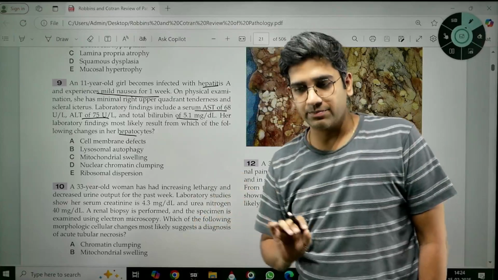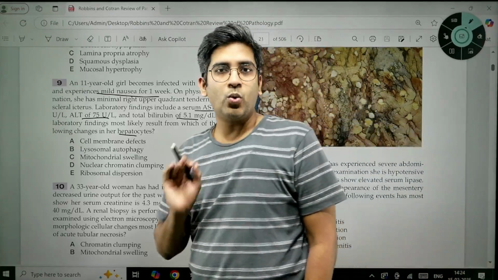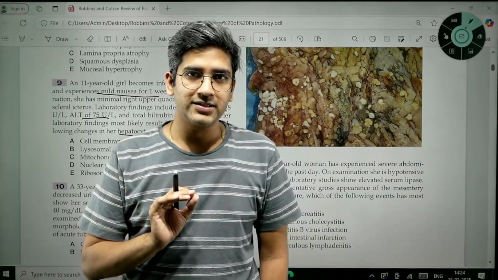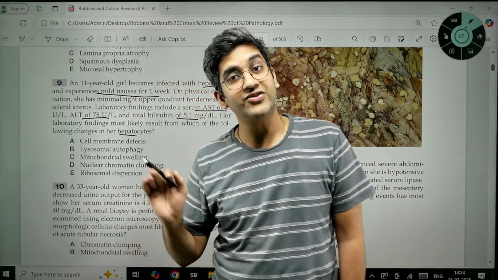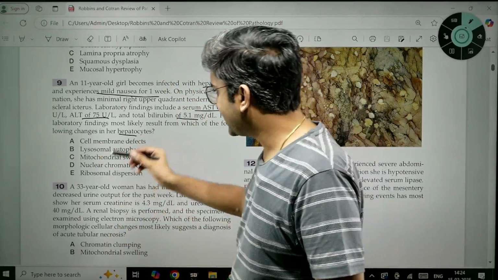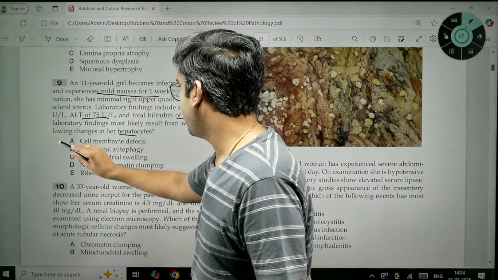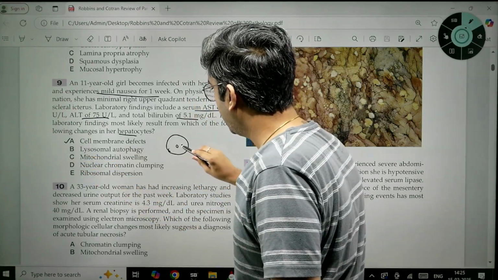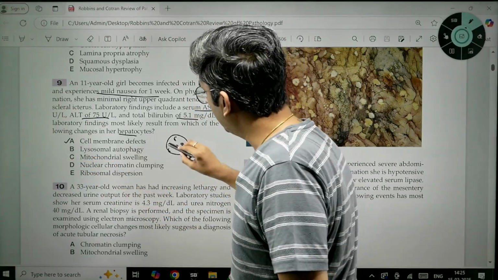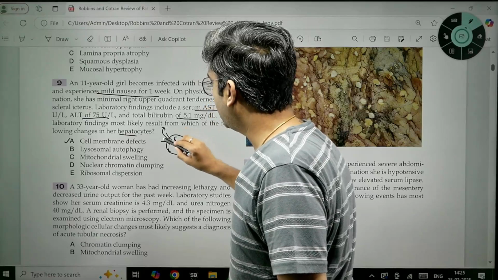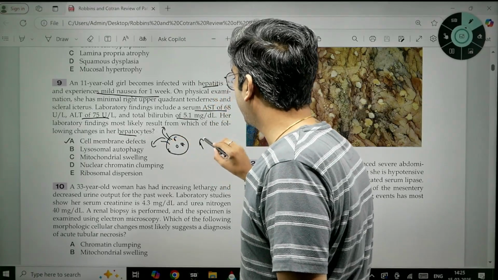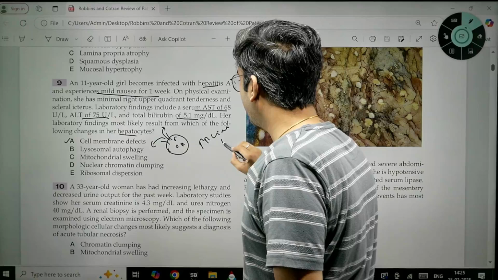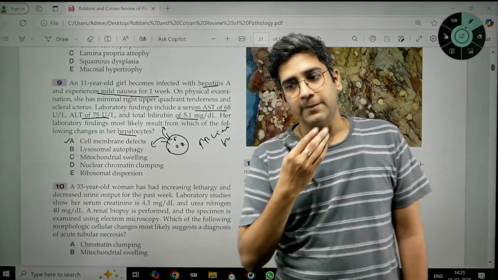So the question is very simple. The question is indirectly asking what will happen in case of hepatitis and what will be the reason for the biochemical changes in hepatitis, right? It's undoubtedly your cell membrane defects, because see, there's a hepatocyte, and AST, ALT, everything is here. Once there's a rupture of the cell membrane, automatically they'll come outside and give an elevated liver function.